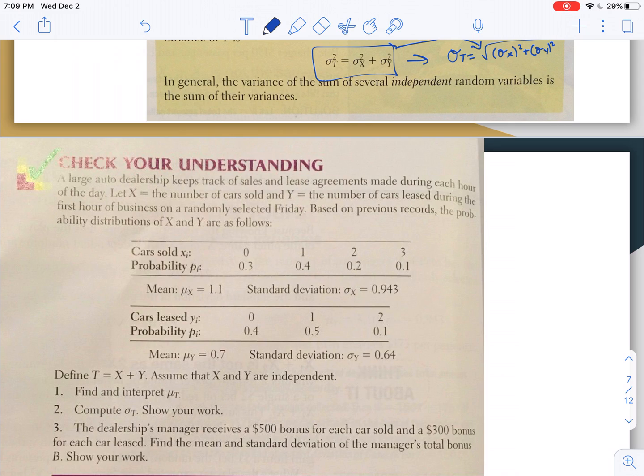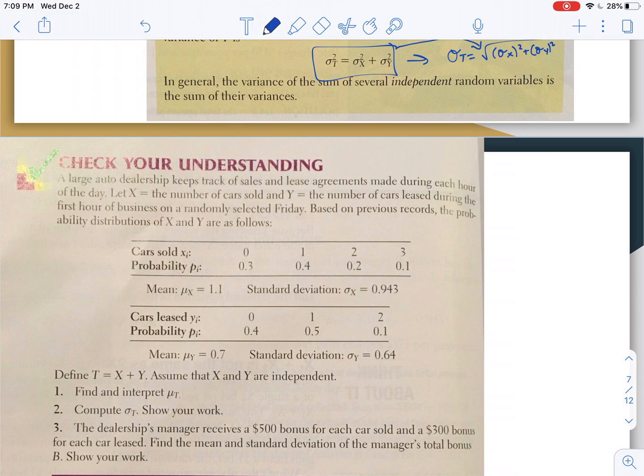So now we're also adding in Y as the number of cars leased. Now we have the number of cars sold and the number of cars leased, and these are still based on Friday. Based on previous records, the probability distributions of X and Y are as follows. We've got that mean of 1.1 and that standard deviation of 0.943, and we have that mean of 0.7 and that standard deviation of 0.64.